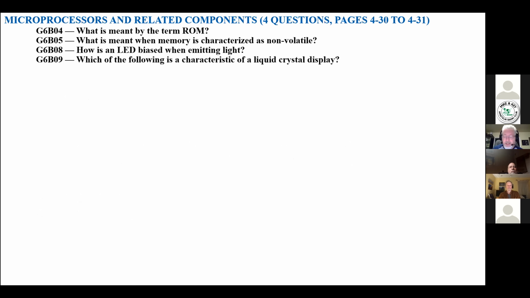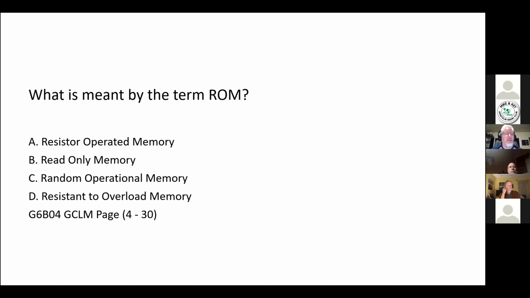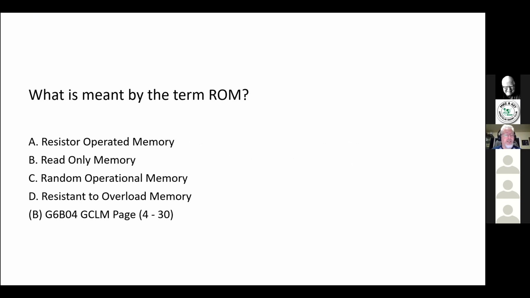Microprocessors and related components. What is meant by the term ROM? A, resistor operated memory. B, read-only memory. C, random operational memory. Or D, resistant to overload memory. Bravo, read-only memory, right? Bravo is correct.